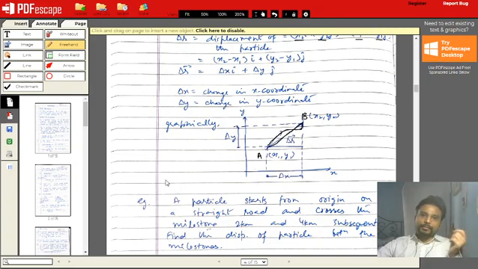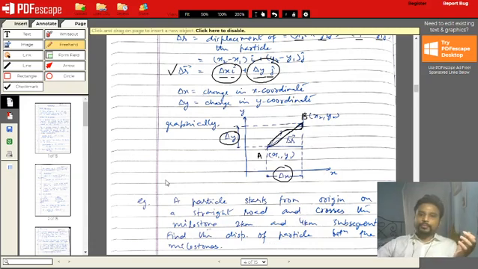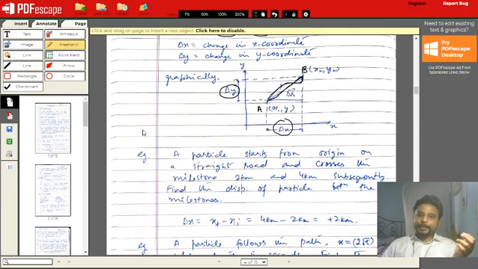So to calculate displacement, we only need to know the displacement along the x-axis, that is delta x, and the displacement along the y-axis, that is delta y. So delta x i cap is the displacement along the x-axis, and delta y j cap is the displacement along the y-axis. When we combine the displacements along the x and y axes, we get the net displacement of the particle, which we want to find.